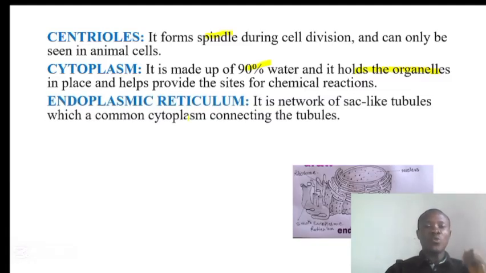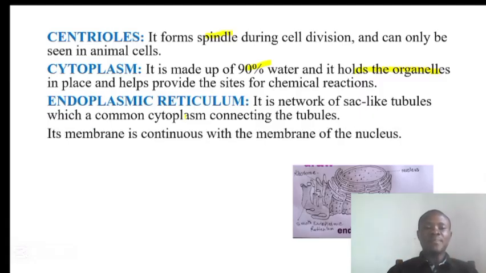And next we have the endoplasmic reticulum, which is a network of sac-like tubules with a common cytoplasm. So just like we said, it is a network. That means not one, we have many of them, and they resemble a stack. That means they have a hole in them, or tubes, with a common cytoplasm. In here, the cytoplasm is not differentiated. There is no boundary in between them. The cytoplasm is connected. And this endoplasmic reticulum, most often, is continuous with the membrane of the nucleus.